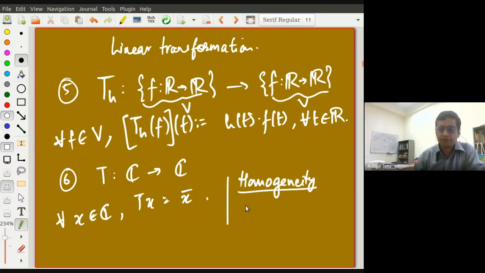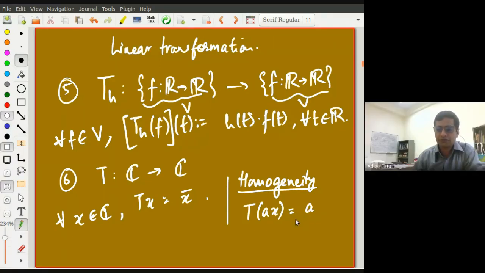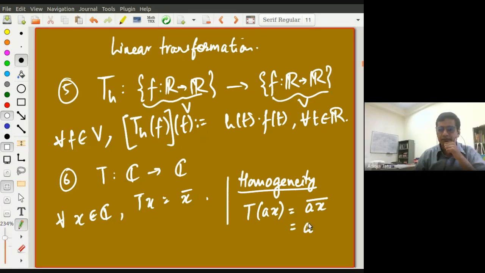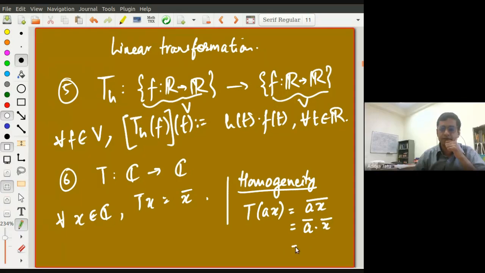Okay, what does homogeneity say? T of Ax, by definition, what would this be? By definition, this T of Ax would be the conjugate of Ax, right? This is not equal to A into x conjugate. So this by definition is this, right? And then it is equal to A conjugate Tx, which of course is not necessarily equal to A Tx.